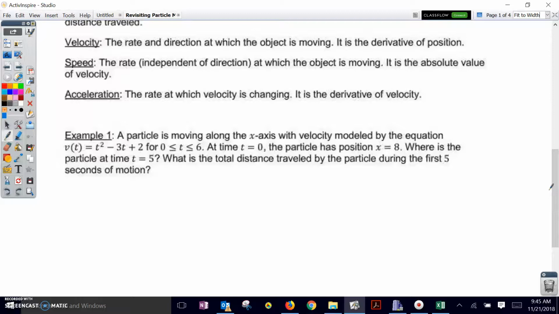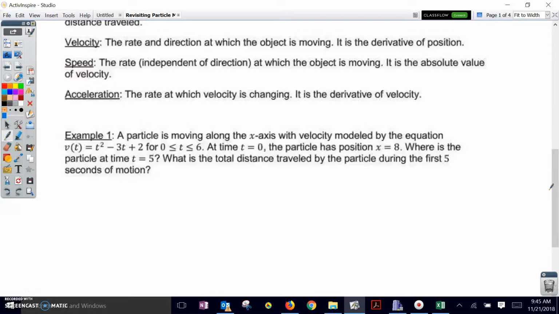We'll look at example 1. A particle is moving along the x-axis with velocity modeled by the equation v of t equals t squared minus 3t plus 2 for time from 0 to 6. At time equals 0, the particle has position x equals 8. Where is the particle at time t equals 5? And then a second question, what is the total distance traveled by the particle during the first 5 seconds of motion? So let's start with, where is the particle at time t equals 5?